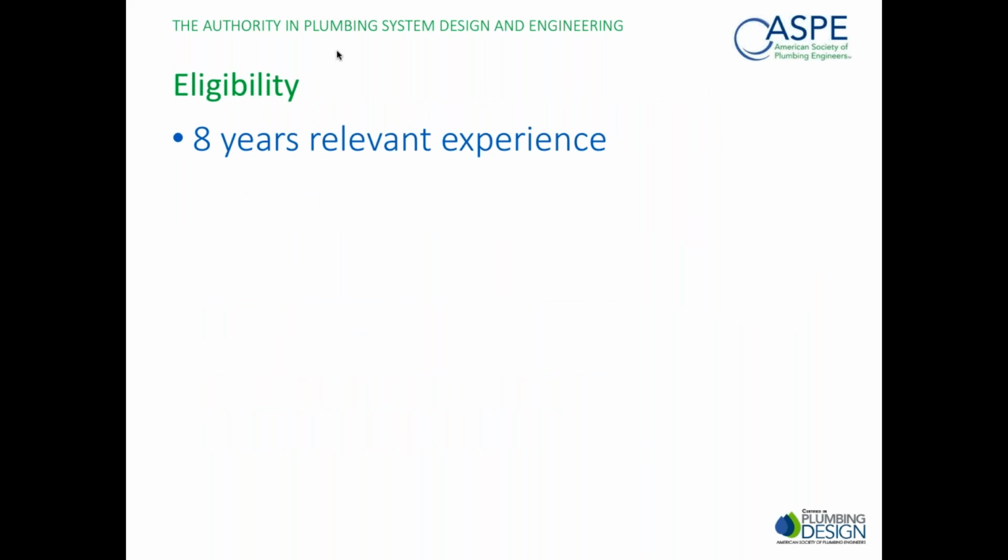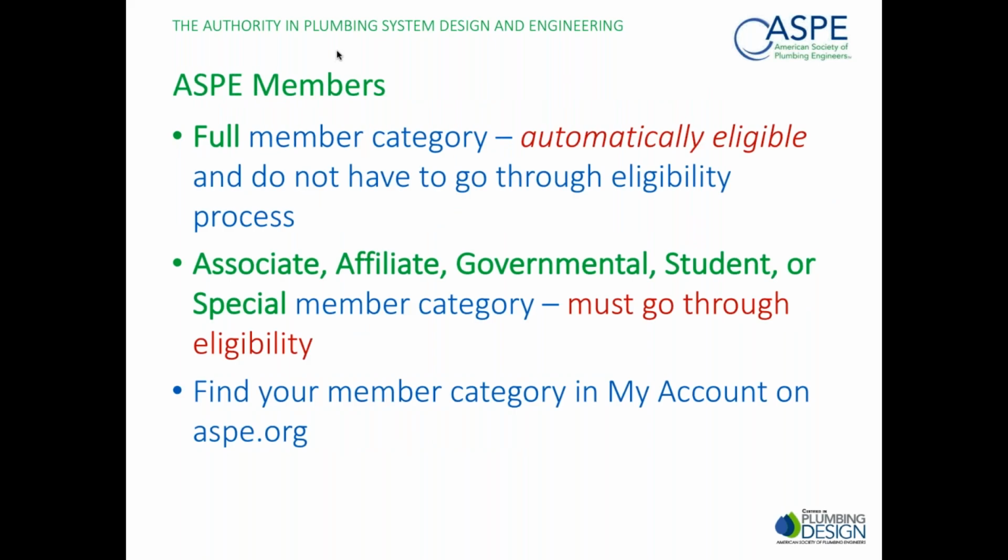Now to eligibility. Often we get questions if a person is eligible. The basics of eligibility are that a person must have 8 years of relative experience. So let's walk through a few scenarios. ASPE members that are full members in the full member category are automatically eligible to sit for the exam and do not have to go through the eligibility process.